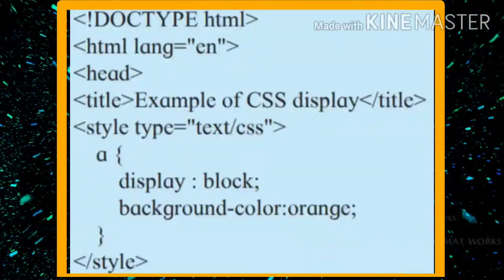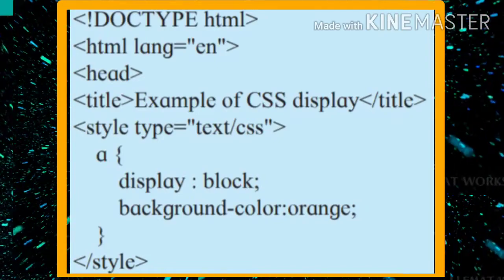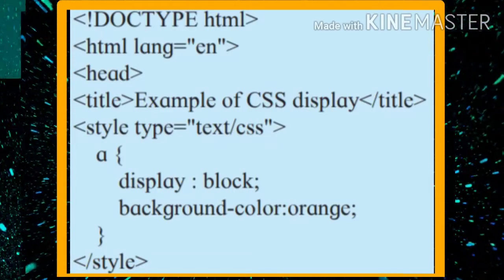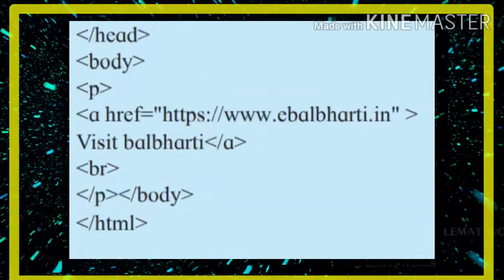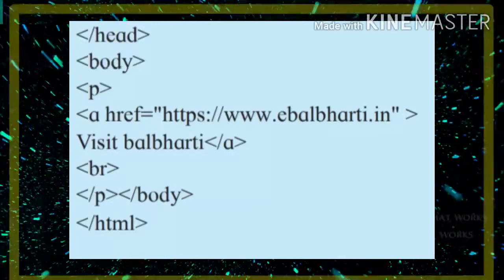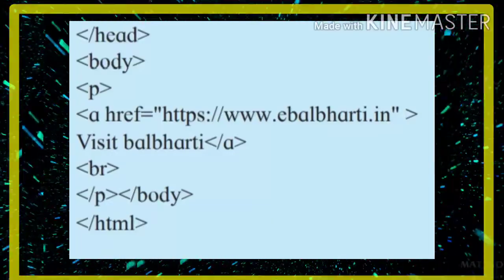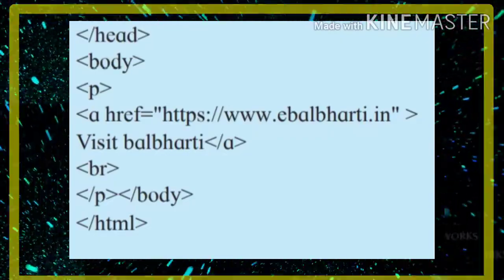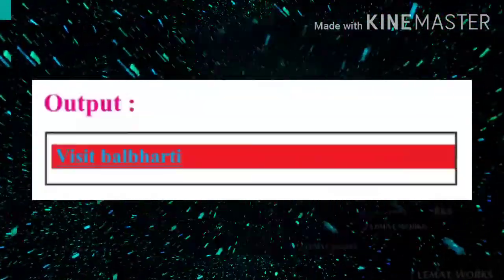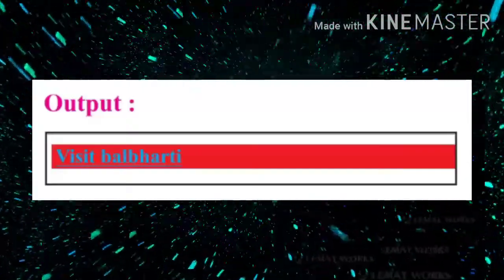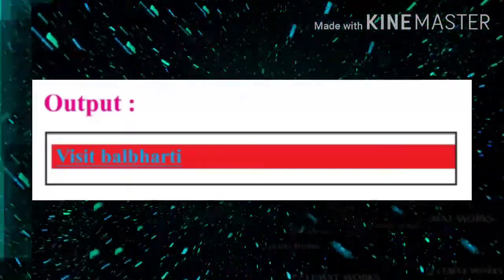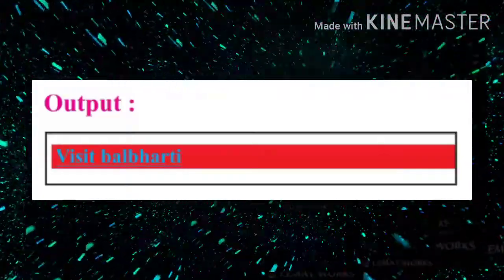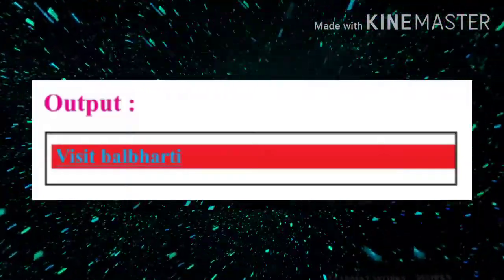Here we use the display property with block value, with another attribute background color equal to orange with the help of the a selector. Now write visit Balbharti in between the a and close a tag in the body section as hypertext. Save the program and run it on the browser and see the output. The output is displayed as a block with the content visit Balbharti as a hyperlink.